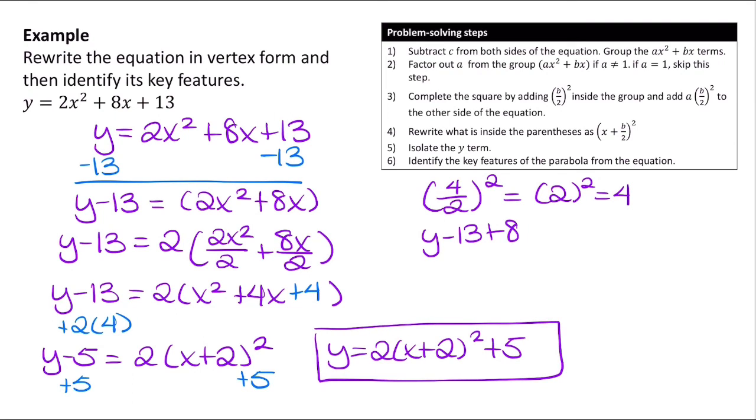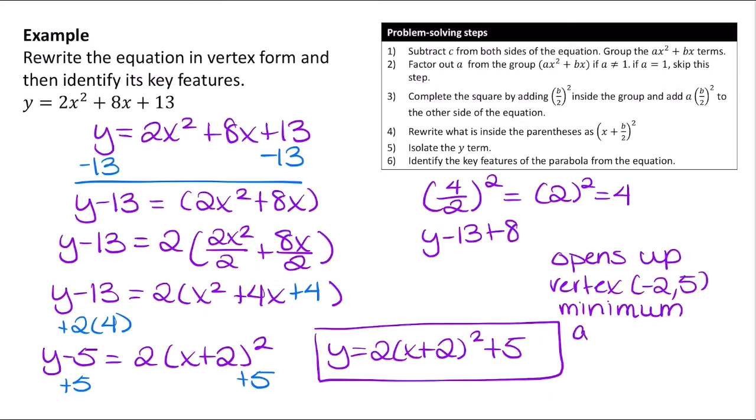So since my x term is being squared, I know it's a vertical parabola. A is bigger than 0, so I know that it opens up. Okay, the vertex will be at (negative 2, 5). Since it opens up, the vertex will be a minimum. And I know that the axis of symmetry will be at x equals negative 2.